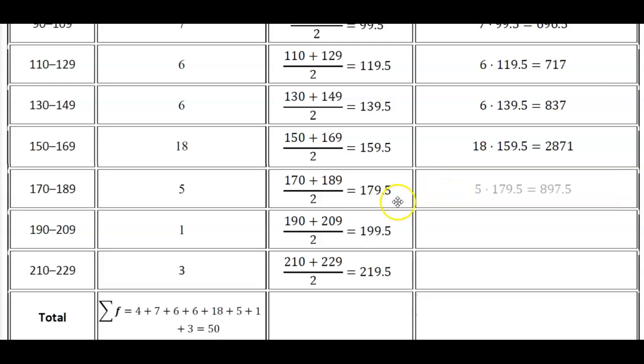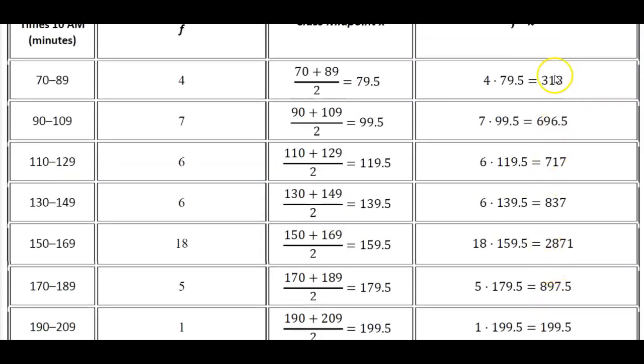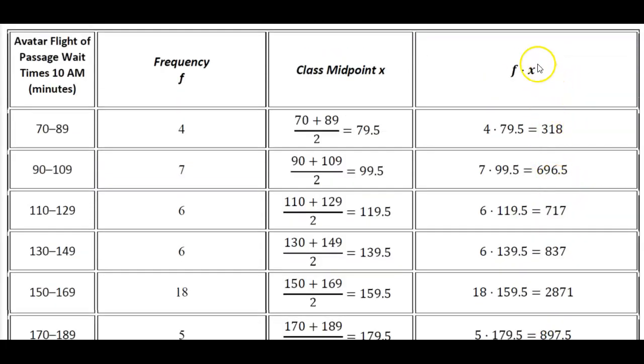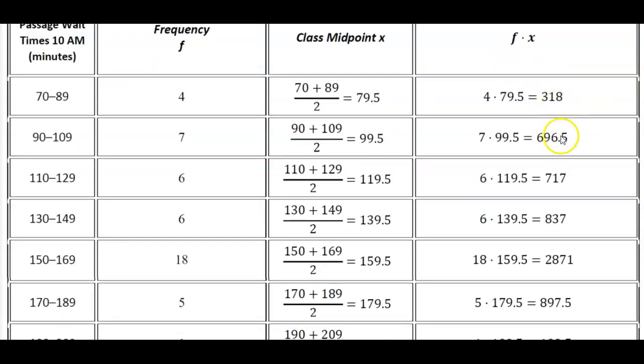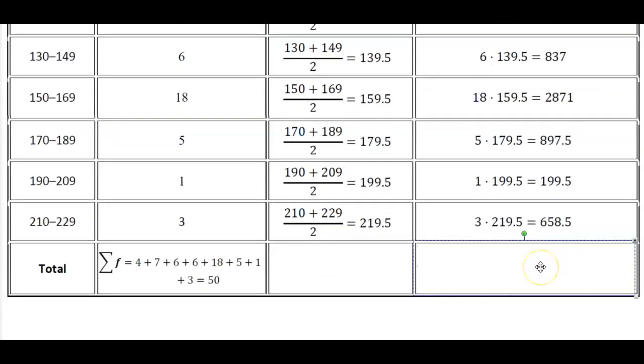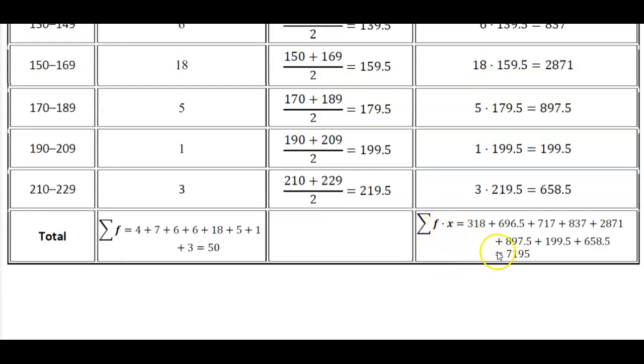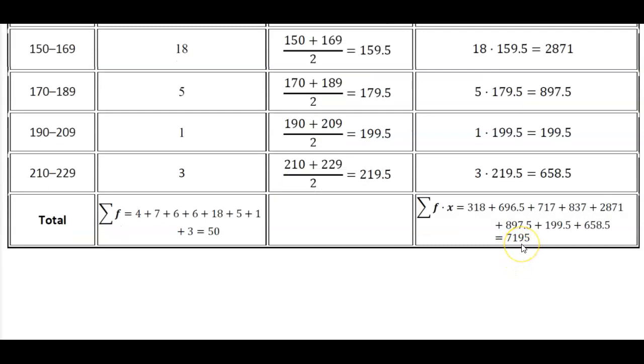If we take the frequency of 5 and multiply it by the class midpoint of 179.5, we get 897.5. If we take 1 and multiply it by 199.5, we get 199.5. And if we take 3 and multiply it by 219.5, we get 658.5. Now our next goal is to add all these numbers together to get the sum of this column, which is the frequency multiplied by the midpoint. When we add all these numbers up, this is the sum of f times x, the frequency times the midpoint, which gives us 7,195.